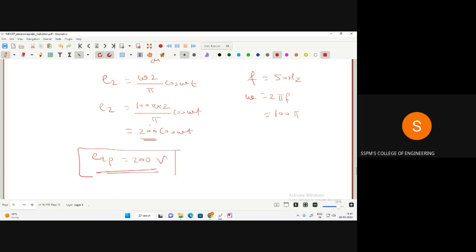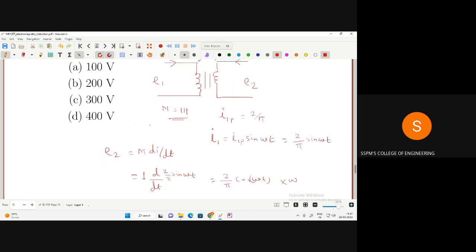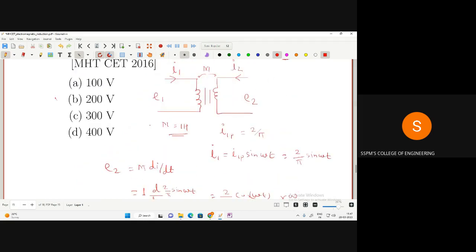200 is a correct option. इथं आहे का बघा? इथं आहे ऑप्शन बी द करेक्ट.